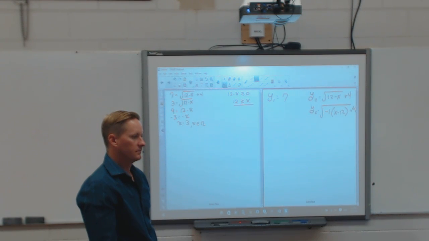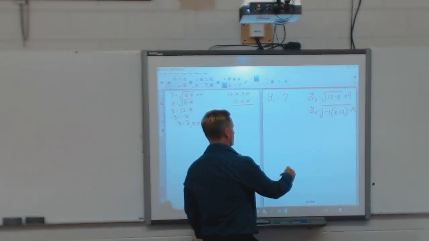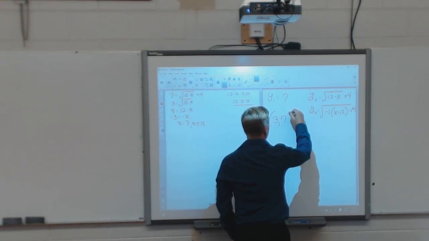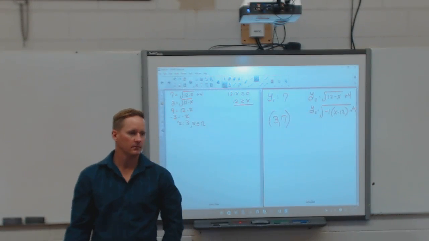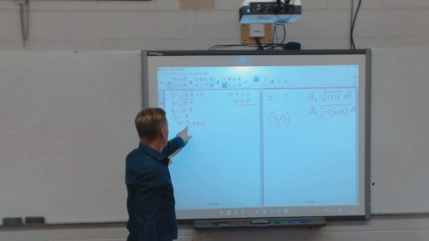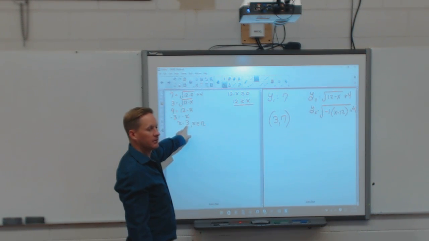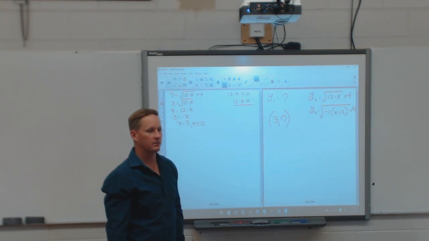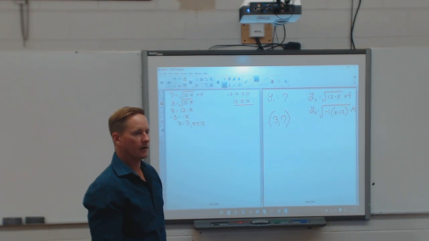Again, so good. Intersection point of 3 and 7? How many of you actually use intersection? Second function, calculate intersection. Yeah, okay, good. So it's 3 and 7, right? Well, x is equal to 3. When I solve it, it's going to give me y equals 7. We know that, right?